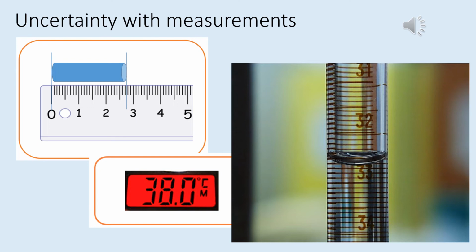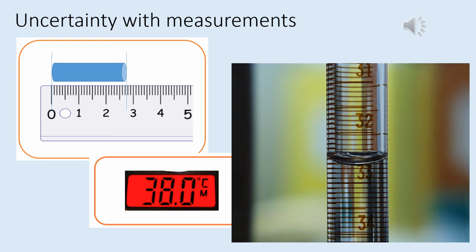So when we have a piece of equipment like this, we can say that the uncertainty is going to be either 1 above or 1 below. So it'll be 37.9 to 38.1 degrees Celsius. So we use the smallest number on the piece of equipment to let us know the resolution of the equipment, in other words, to let us know what the uncertainty will be.